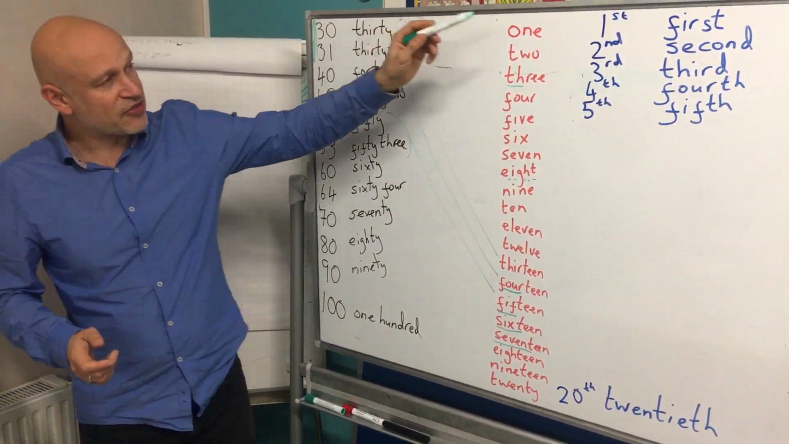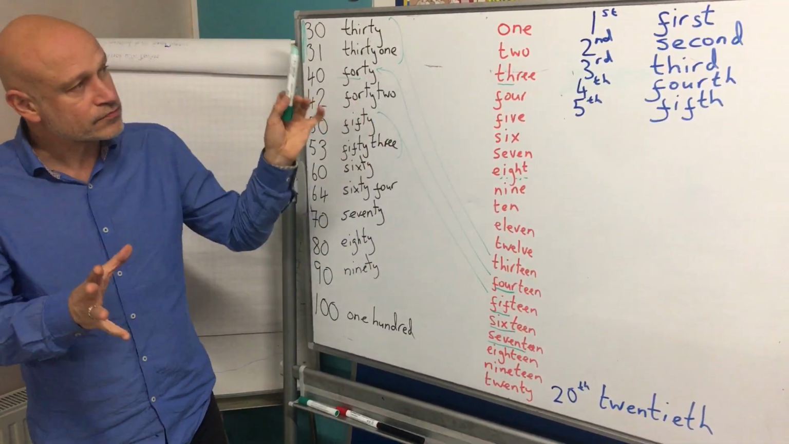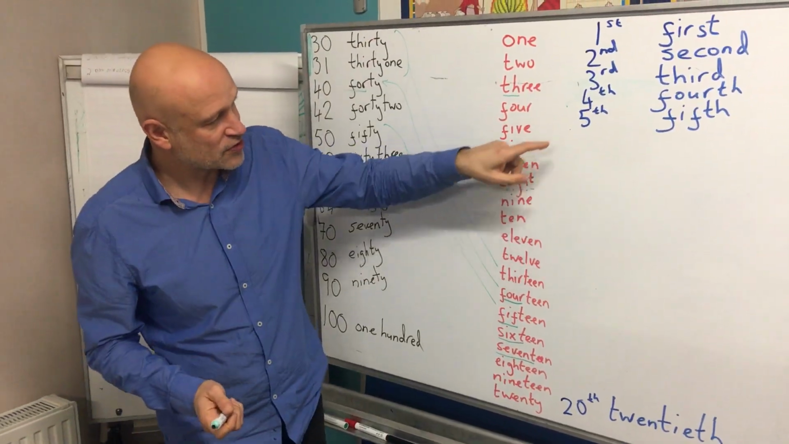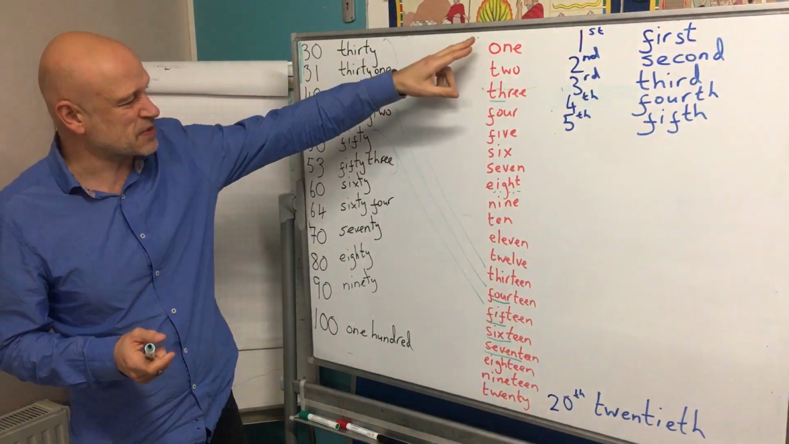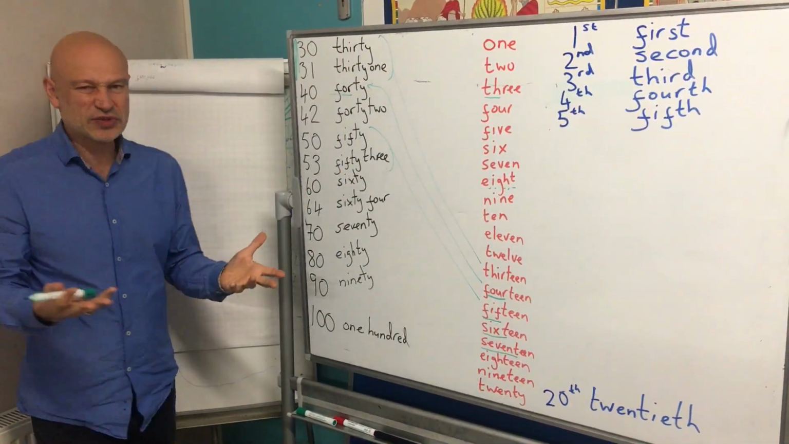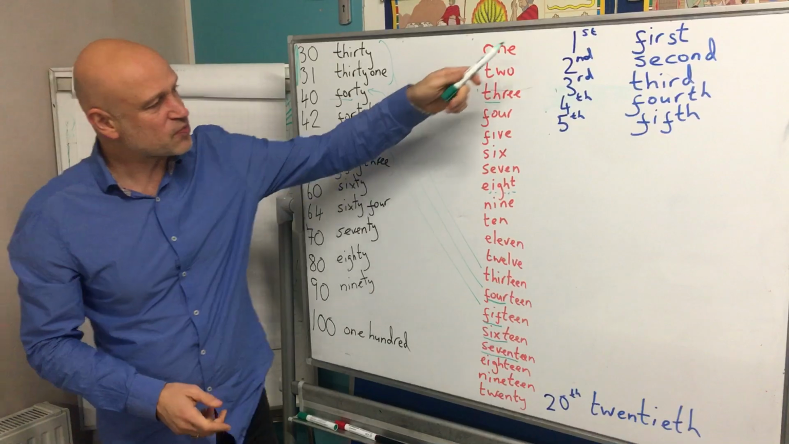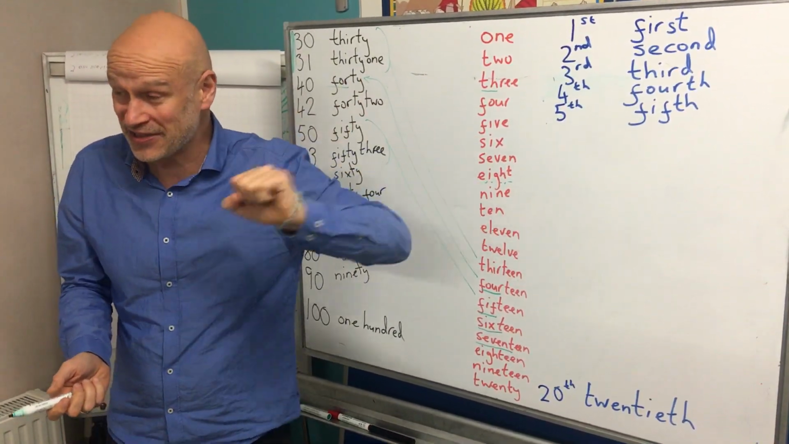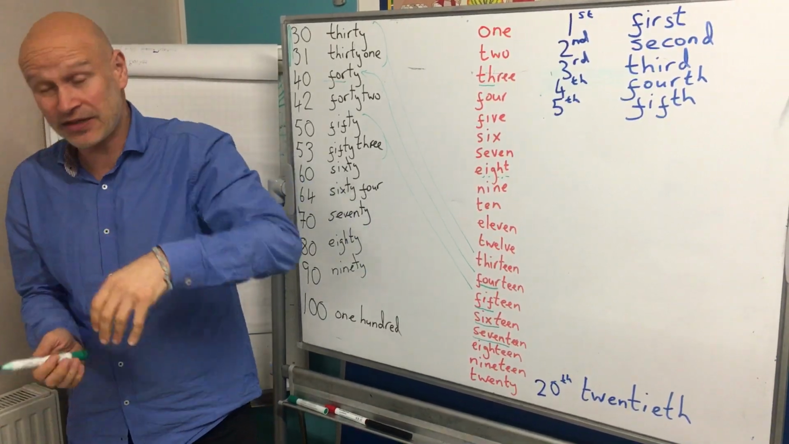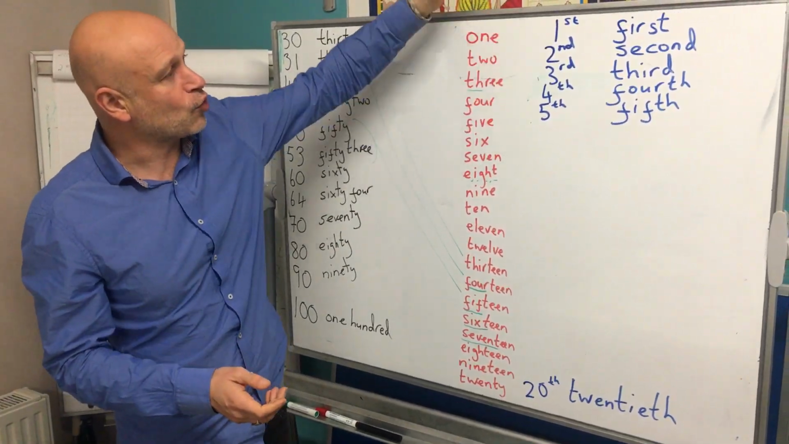Then we looked at these ones. Now, I didn't do all of them because from 5th to 20th, they are all the same. These numbers, by the way, on the left here, they're called cardinal numbers. But these ones are called ordinal numbers. They are the order of things. Did you come first in the quiz? Did you come second? This is about order.